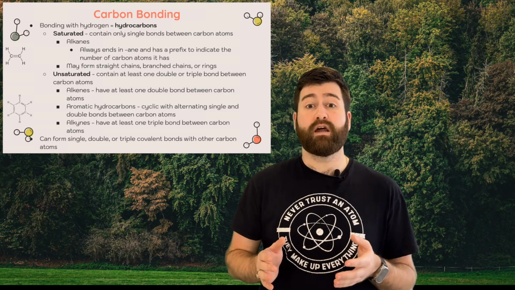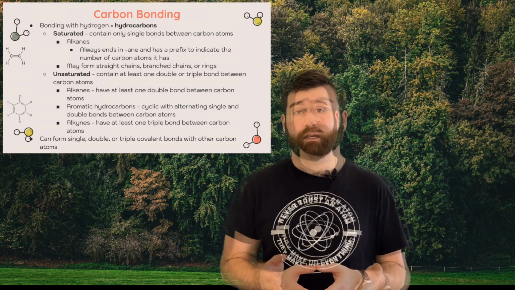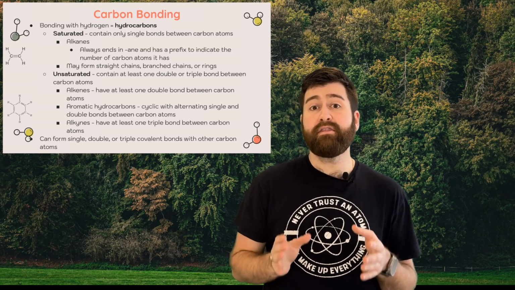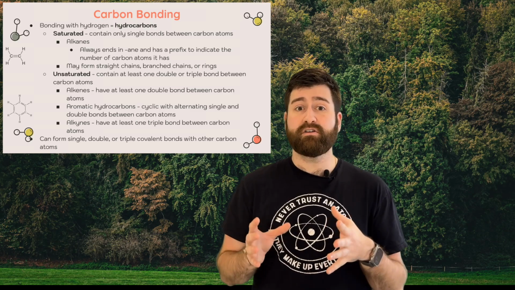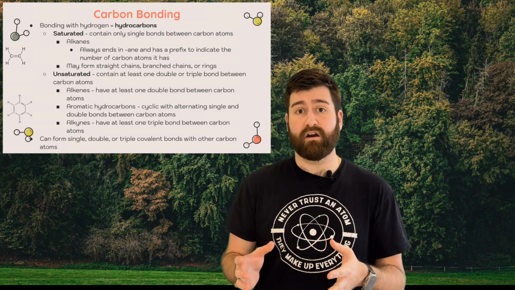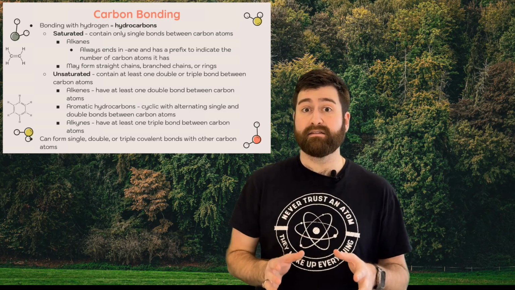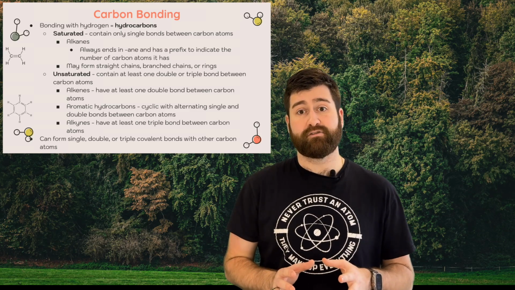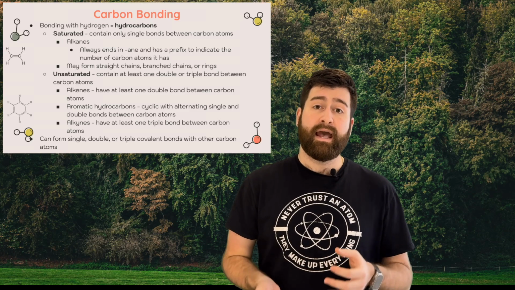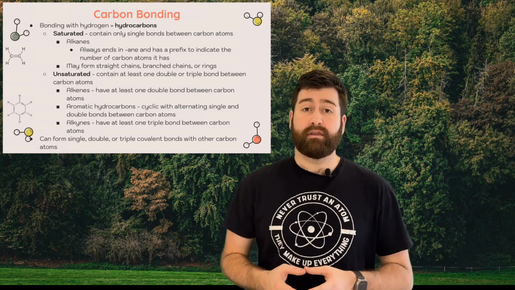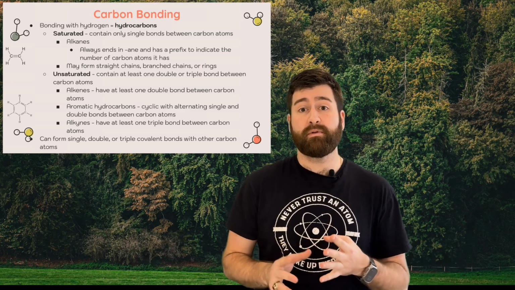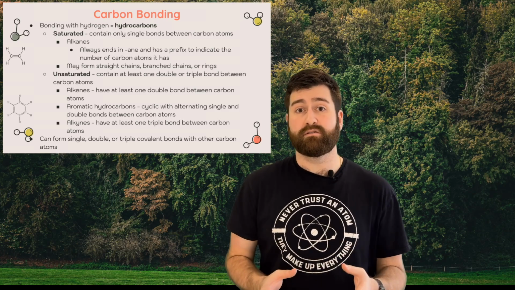Alkenes are one type of unsaturated hydrocarbon. These have at least one double bond between carbon atoms. Aromatic hydrocarbons are another type of unsaturated hydrocarbon, and these are cyclic with alternating single and double bonds between carbon atoms. Alkynes are the last type of unsaturated hydrocarbon that we're going to talk about today. Alkynes have at least one triple bond between carbon atoms. These can form single, double, or triple covalent bonds with other carbon atoms as well.